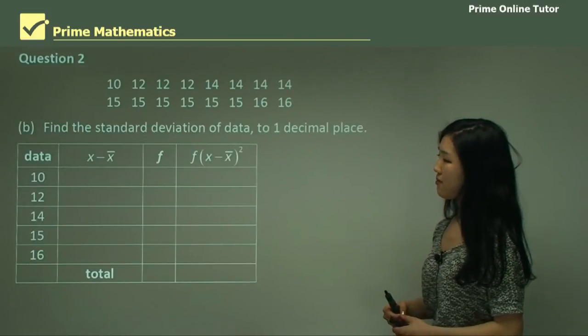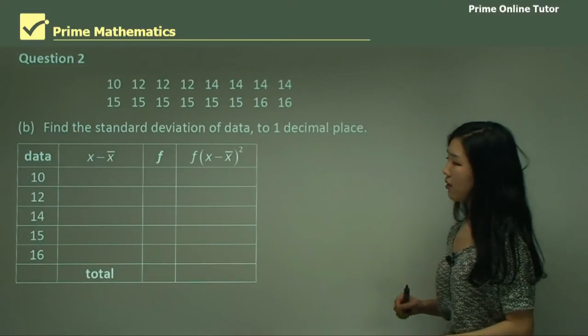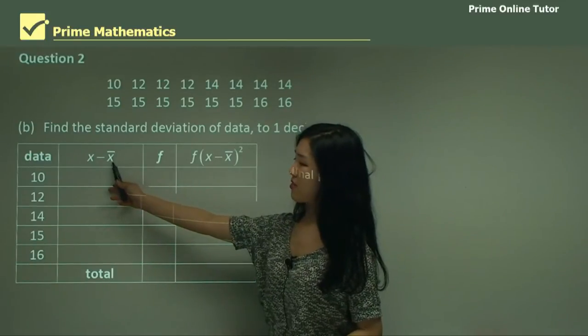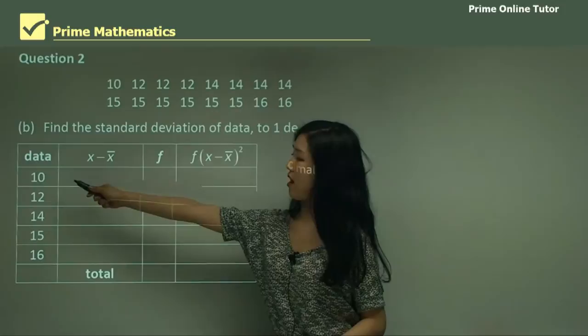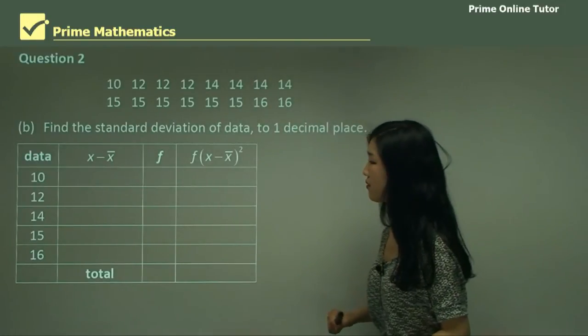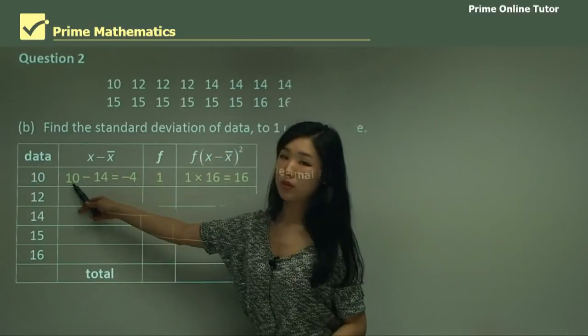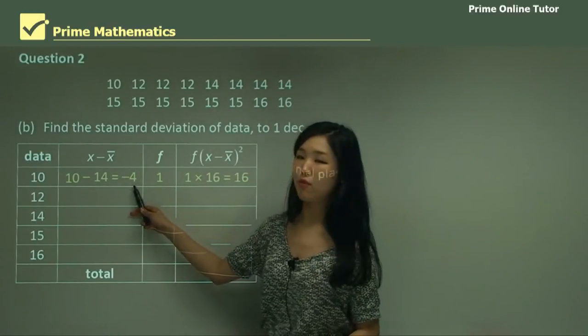Now in B again, I'm going to find my standard deviation. So I'm going to do the same process. So this one, I'm going to subtract the mean from my score. So starting with the first one, 10. The mean was 14, so I'm subtracting 14 from 10, which gives you -4.